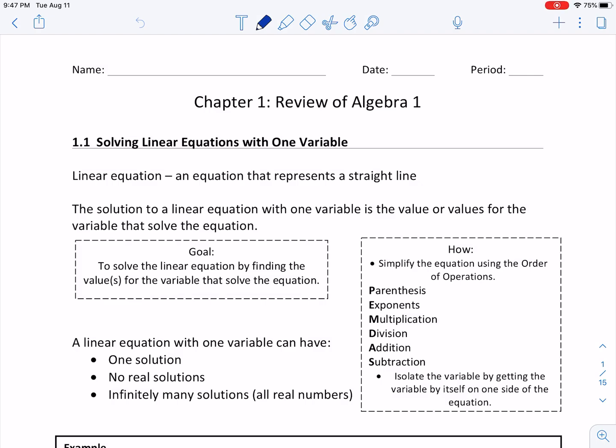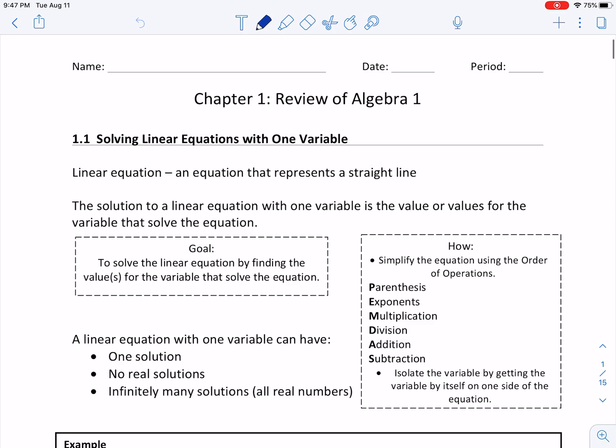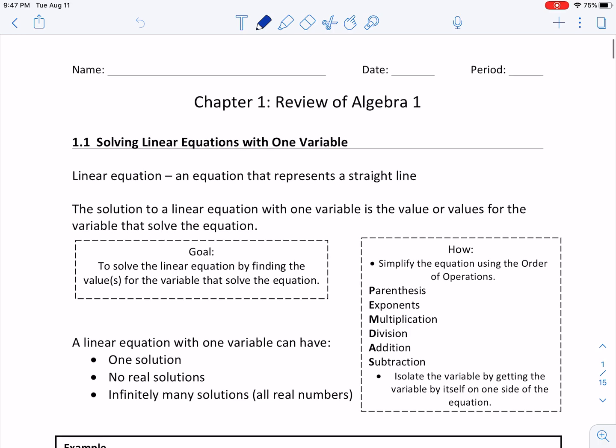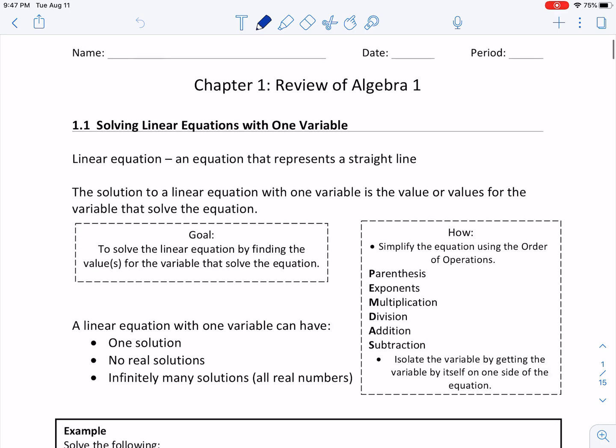All right, everyone, starting our first unit for Algebra 2 Trig Honors. This unit is not in your textbook. You can find it on Schoology. It's just a quick review of concepts you have learned in Algebra 1. We're going to start with just solving linear equations with one variable.